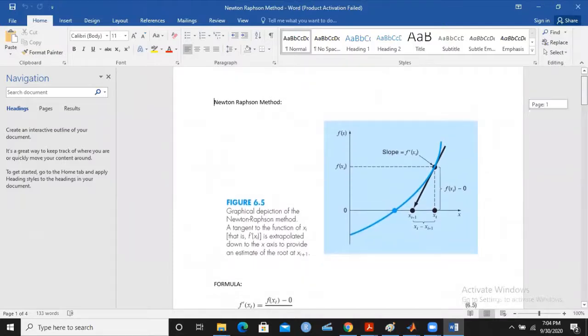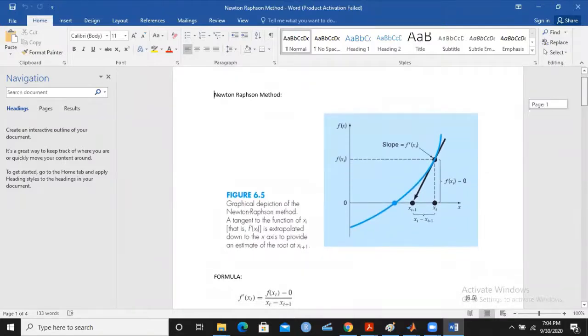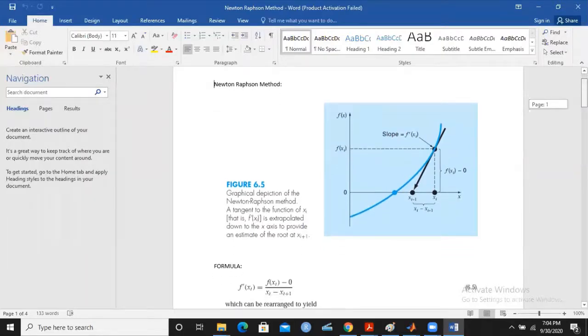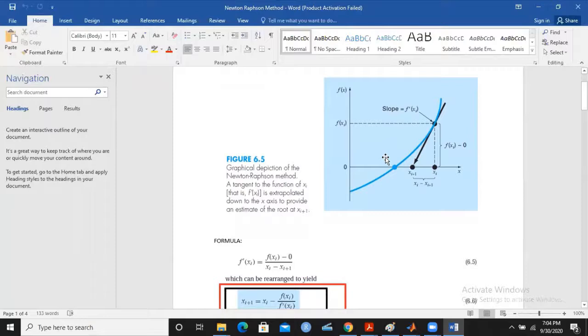All right. So now let me tell you about the Newton-Raphson method. This is an open method. The previous methods that we learned were closed methods. This method, Newton-Raphson method, is an open method. One initial condition will be given to you, function will be given to you. You can see here the graph of the function.